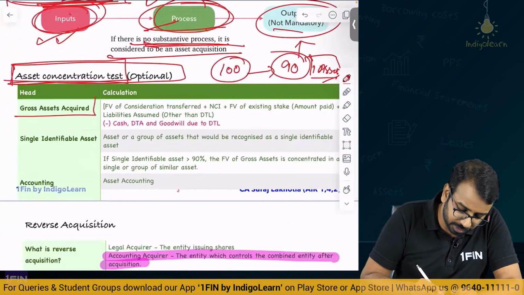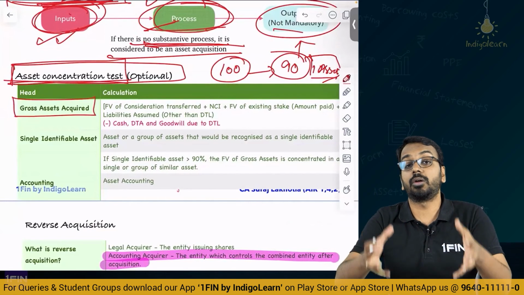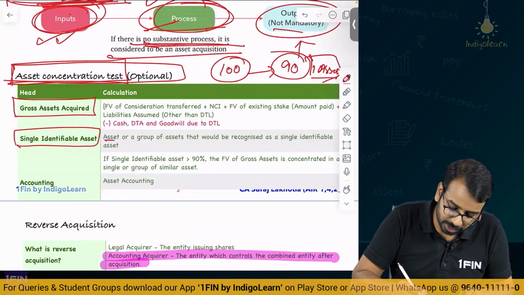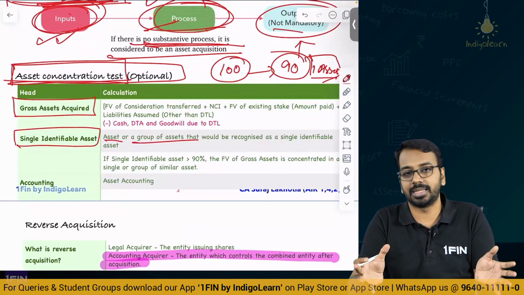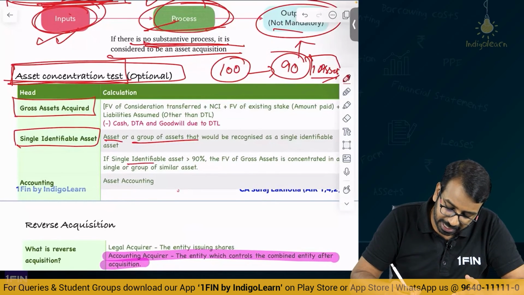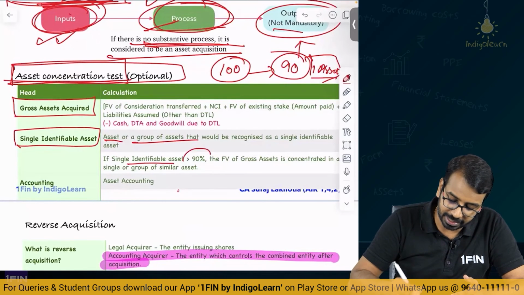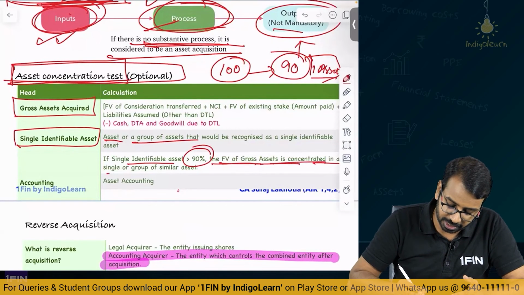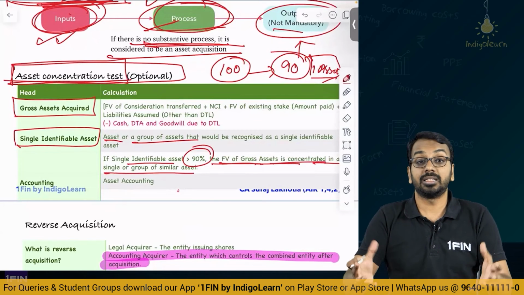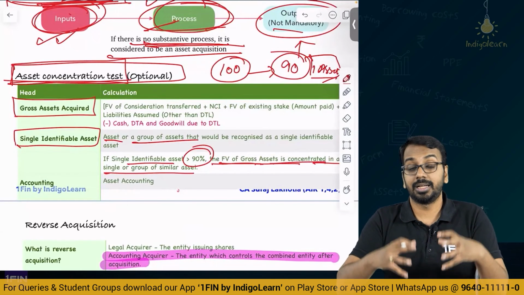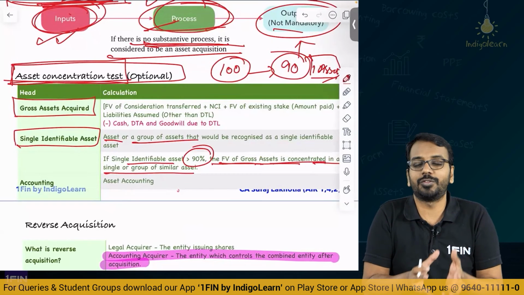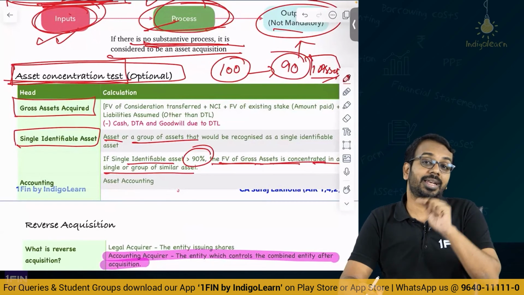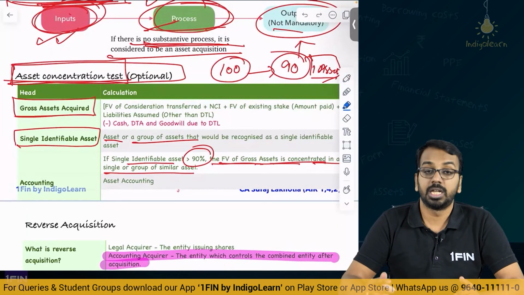One, you check the gross assets acquired, the total of gross assets. Then, what is the single identifiable asset value, an asset or a group of assets that is a single identifiable asset. You determine that value, and if the single identifiable asset is substantial, that is greater than 90% of the fair value of gross assets, then we can say the fair value of gross assets is concentrated in a single or a group of similar assets. So, either in a single asset or in a group of similar assets, if they constitute 90% of the gross assets acquired, then we can say the value that we have paid is to acquire an asset and not to acquire a business. Now, how will you calculate gross assets?